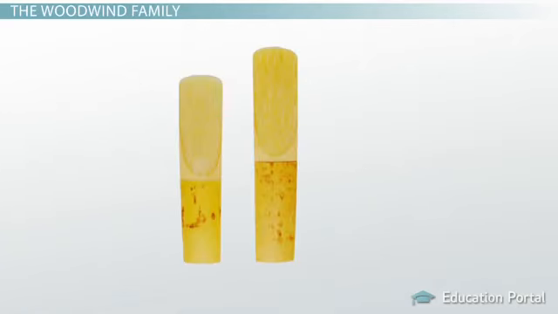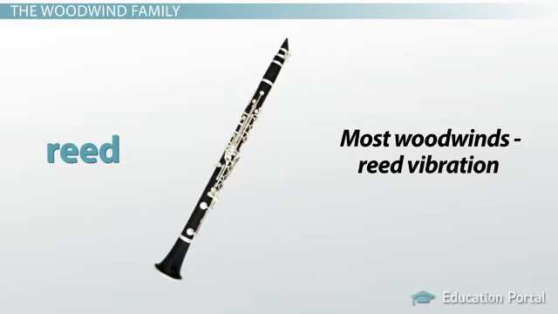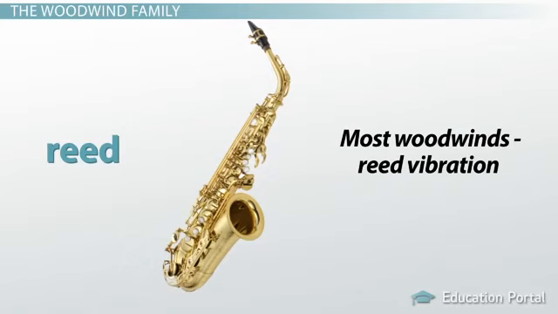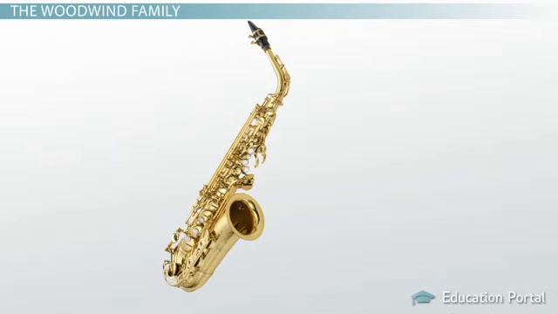Most woodwind instruments use a small piece of wood called a reed to produce their vibration. The reed vibrates when air is blown across it. This is how instruments like the clarinet work. Saxophones also use a reed. This is why they are classified as a woodwind and not a brass instrument.